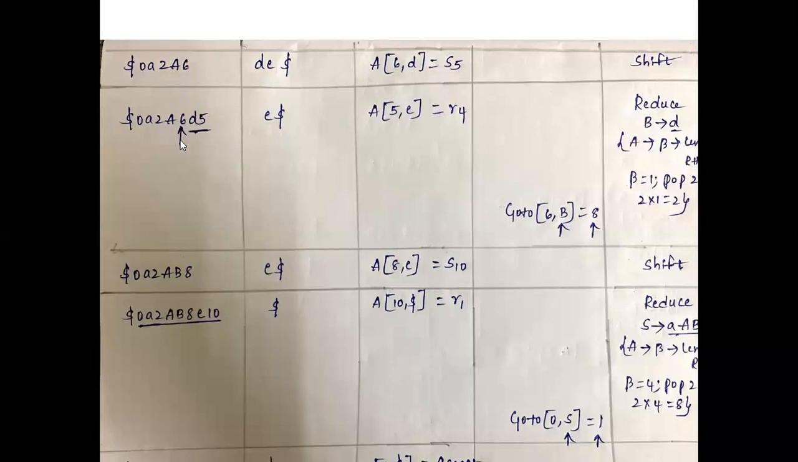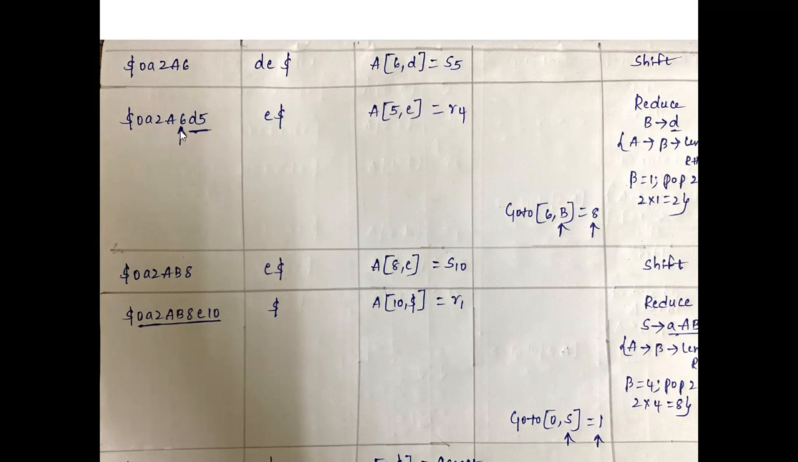And the top of the stack is 6. Here we are performing a reduce, and only when we perform a reduce do we use the go to table. Otherwise we are not using the go to table. If we are only shifting, we shift directly and do not use the go to table there. Make a note of this.